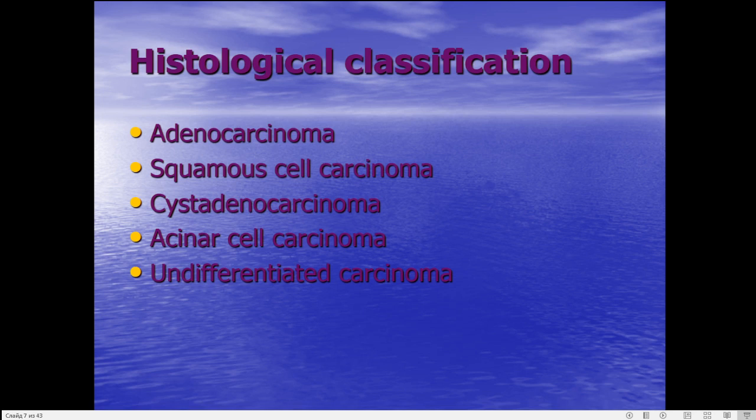Histological classification of pancreatic cancer. First, adenocarcinoma, squamous cell carcinoma, cystadenocarcinoma, acinar cell carcinoma, and undifferentiated carcinoma. Five histological types of cancer of pancreas.